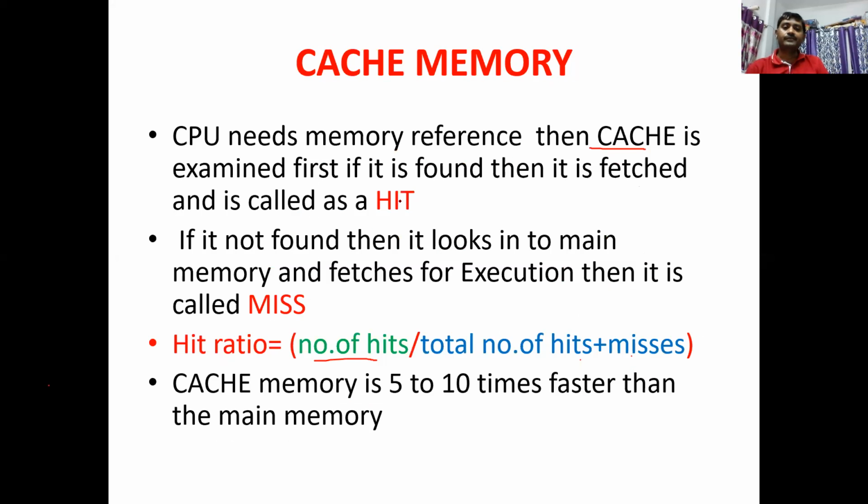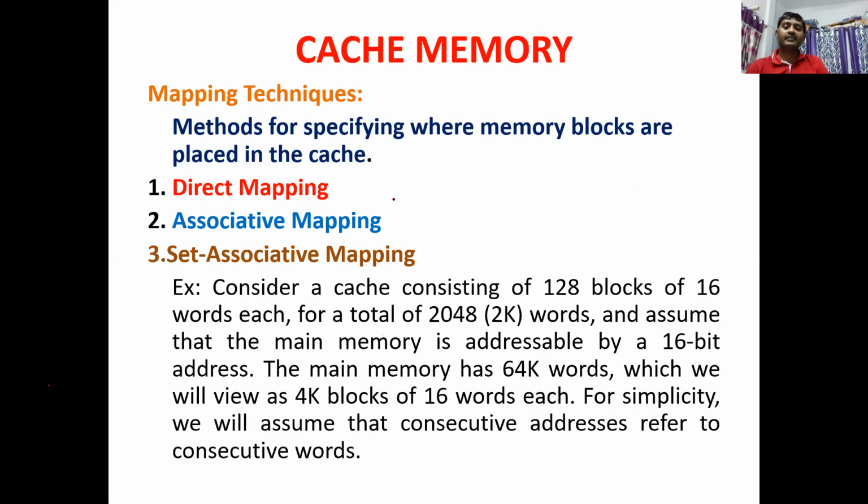Okay, so here there are three different types of mapping techniques: direct mapping, associative mapping, and set associative mapping. For this we are considering an example, a cache memory consisting of 128 blocks of 16 words each, for a total of 2k words. Total words is 2048, that is what we call 2k.